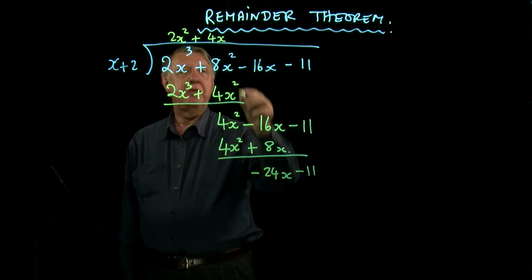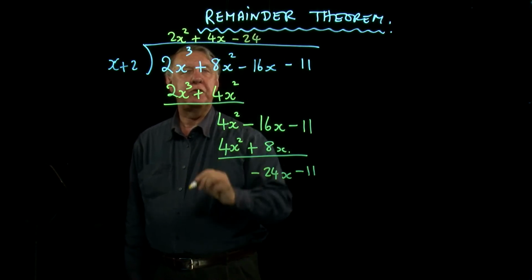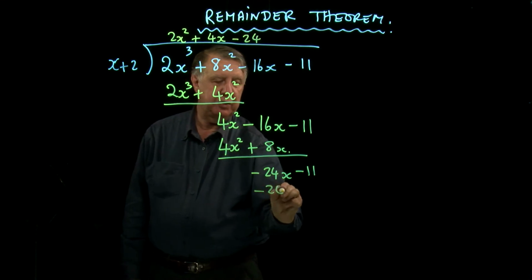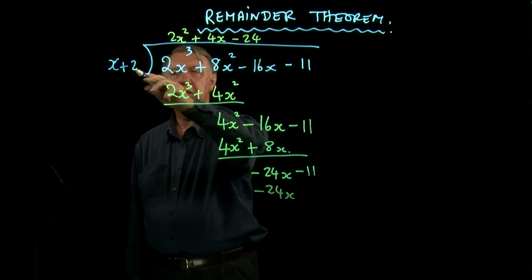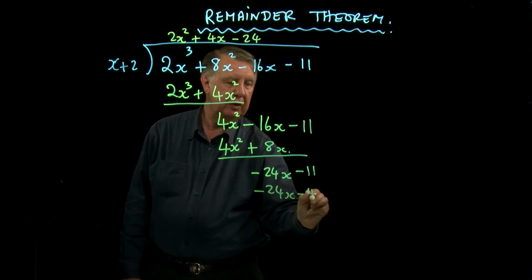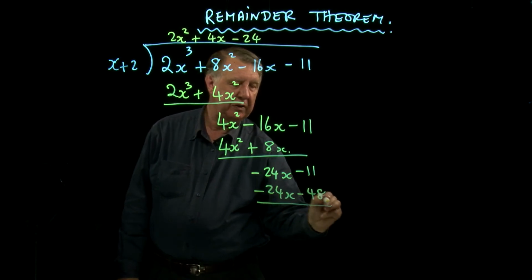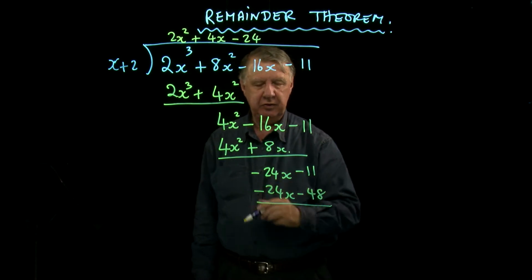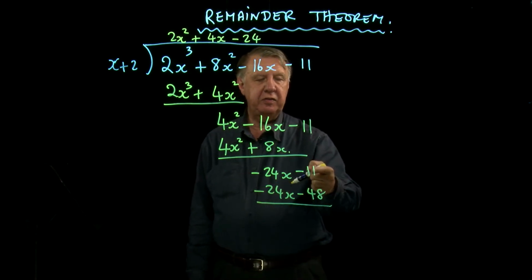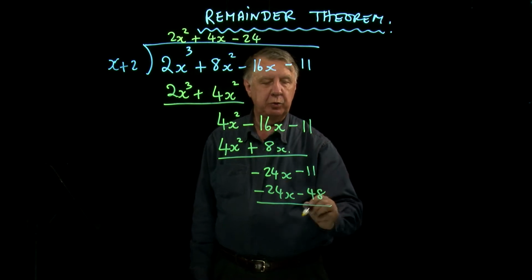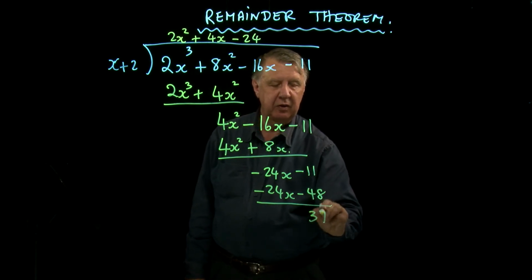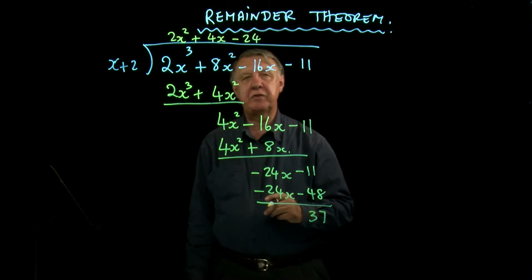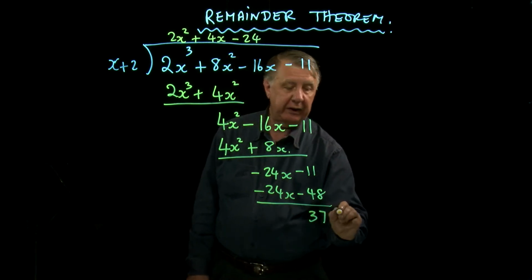x into minus 24x is minus 24. Minus 24 times that is minus 24x. Minus 24 times 2 is minus 48. And then final subtraction, the x's cancel. Negative 11 plus 48 is 37. Right, so we have a problem here then. It doesn't go exactly. It leaves a remainder.